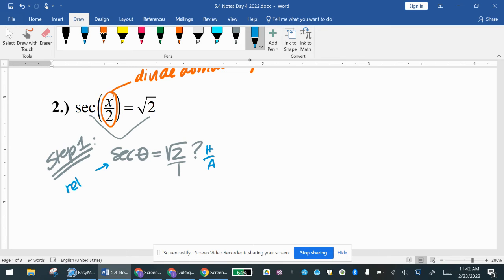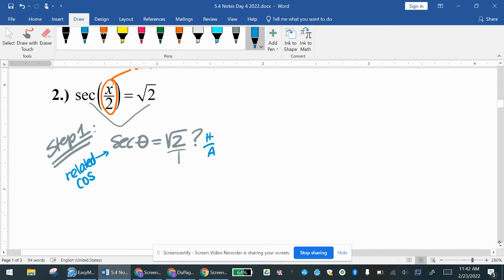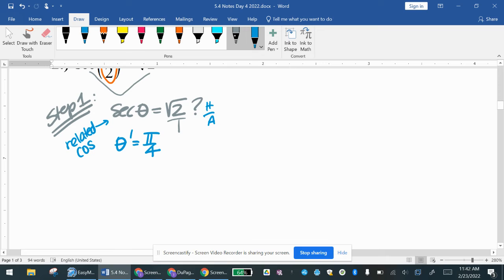Secant is related to cosine. So wherever cosine is positive, that's where your secant is going to be positive. Okay, so remember we're going to use pi over 4 as our reference angle. Where is cosine positive? In which quadrants is cosine going to be positive in? The correct answer is quadrant 1.